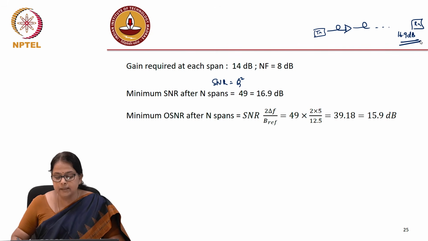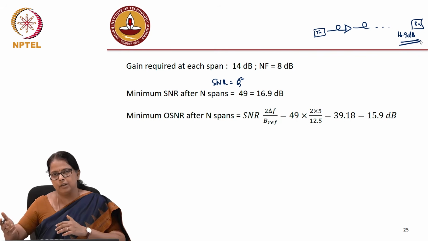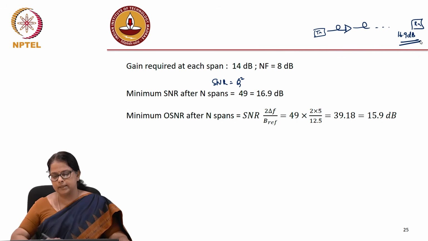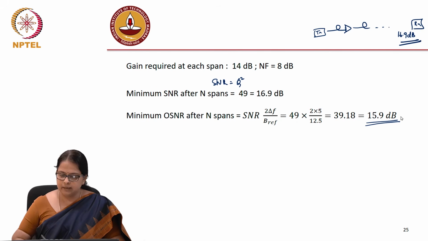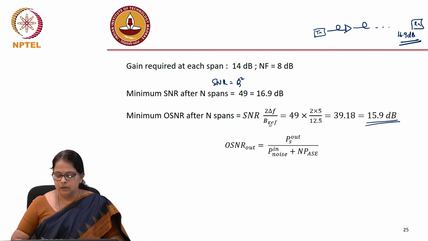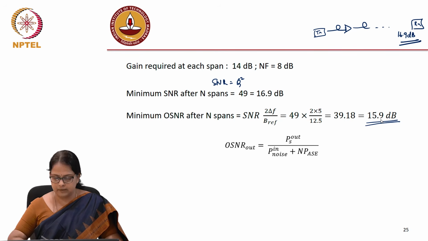So minimum OSNR, so we go back, because for EDFA we know OSNR and not SNR. So from SNR we go back to OSNR. So you use the same relation, you find that the corresponding OSNR is 15.9 dB. SNR times 2 delta F by B_ref is your OSNR. So OSNR at the output should be 15.9 dB. But OSNR at the output is what? Signal power divided by input noise plus n times the noise of the ASE.